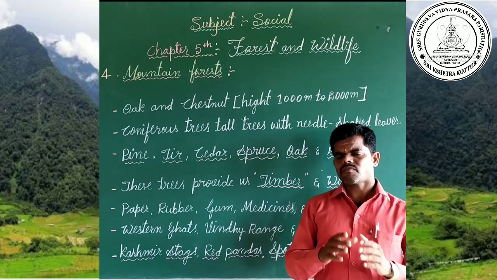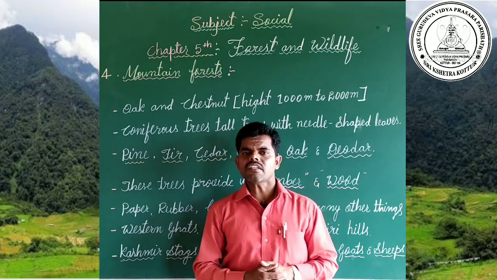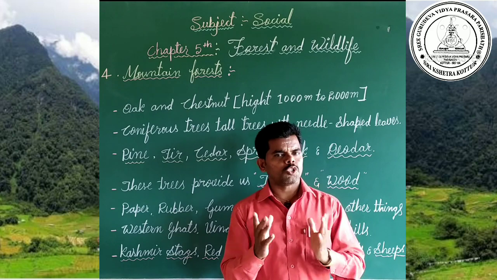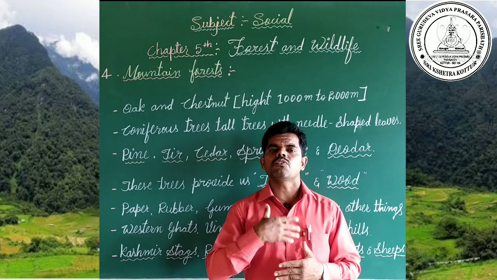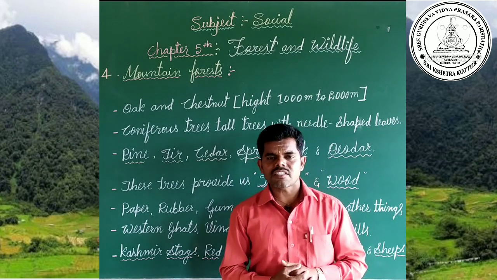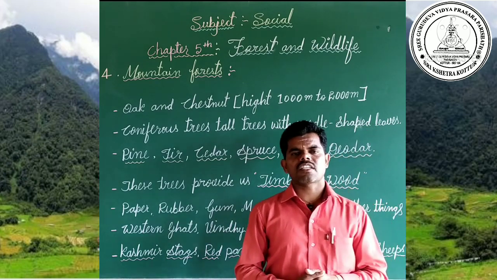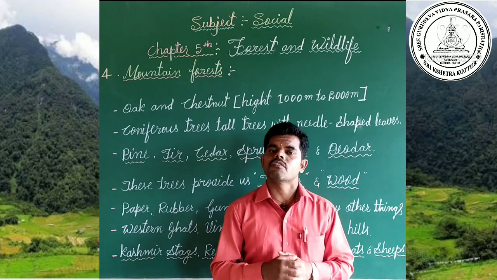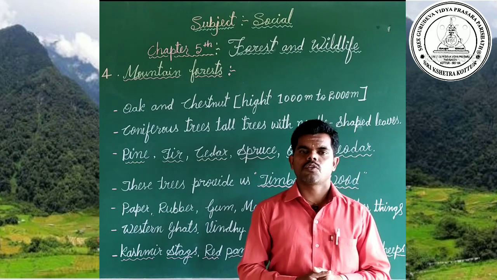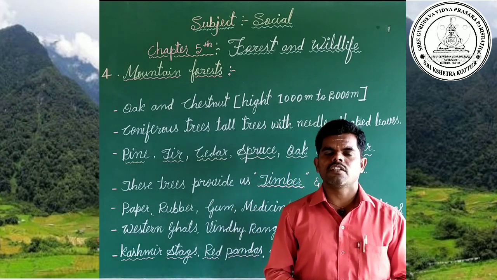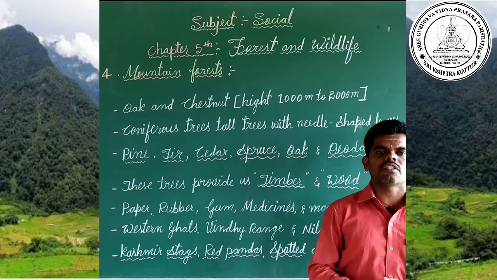And one more thing, these kinds of trees also provide us timber and wood. Why do we use timber? Timber is used to prepare medicines and to make furniture. For example, if you want to build a house, we need timber. Without timber we cannot build houses. For that purpose, to build houses and make furniture, we use timber.